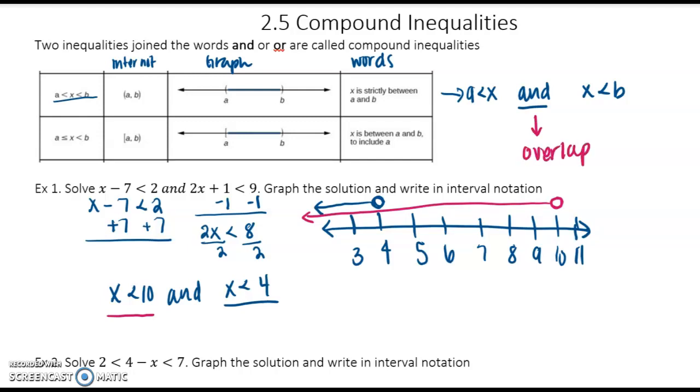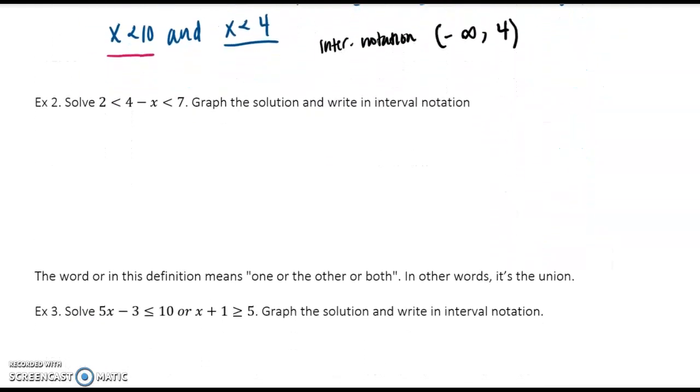So the word "and," remember that word, it means overlap. So your solution is the overlap. In this case, here's where the overlap is, and maybe I'll do that in orange. And then it should be an open circle. So that's my solution, and we're going to write that in interval notation. Remember, this is negative infinity, so it starts at negative infinity and goes all the way to 4, with an open bracket because there was an open circle there. All right, so let's move on to the next one.